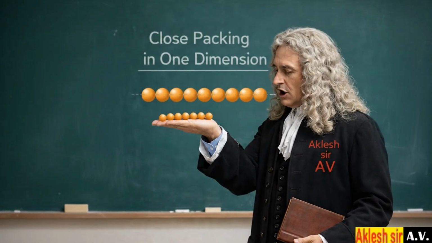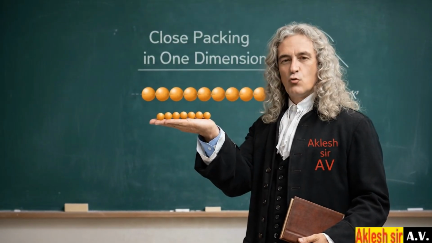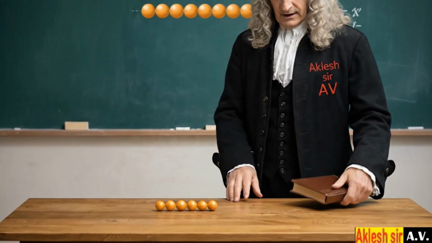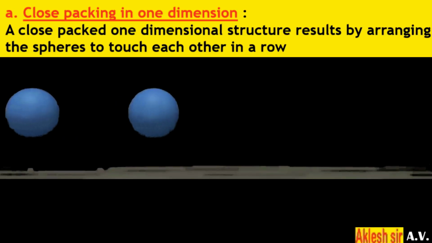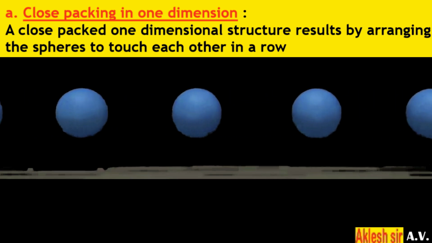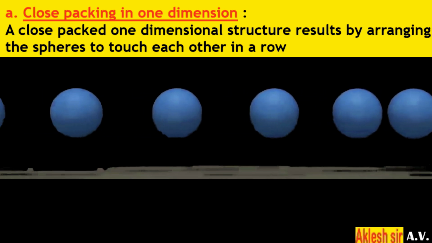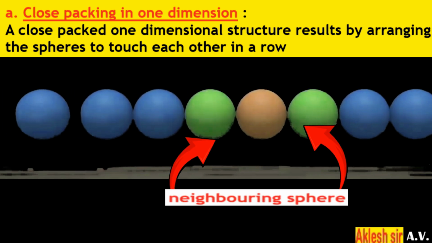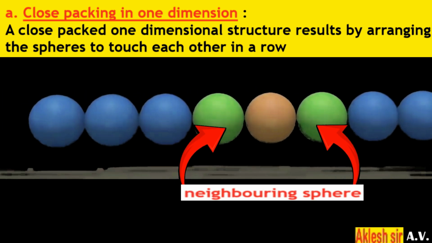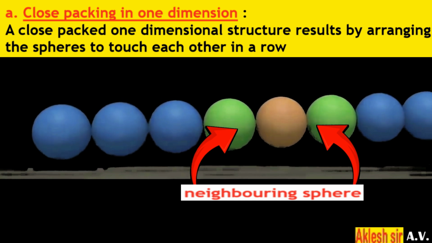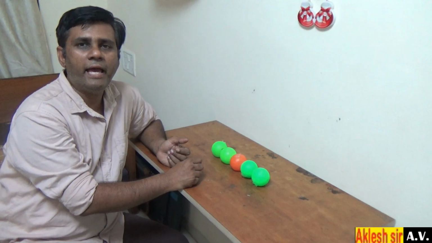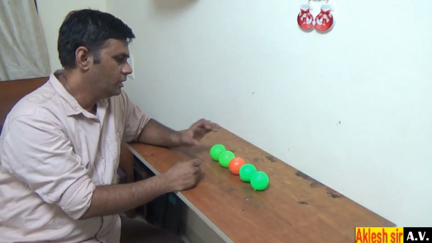Today's topic, close packing in 1 dimension. A close-packed one-dimensional structure is formed when spheres are arranged in a straight line, so that each sphere touches its neighboring sphere. Since one sphere touches 2 neighboring spheres, the coordination number in one-dimensional close packing is 2.